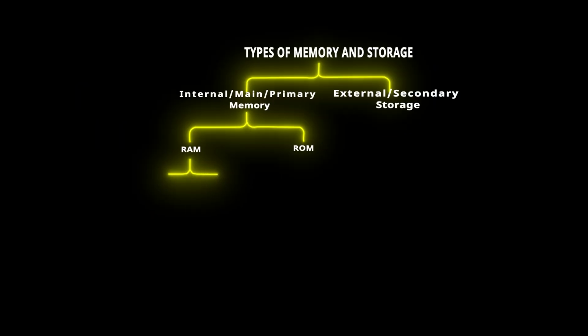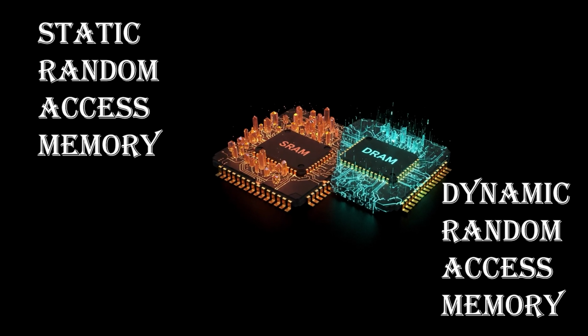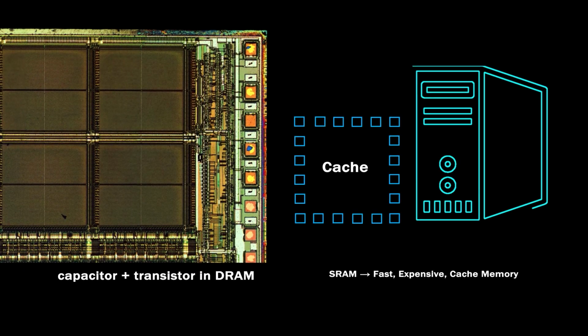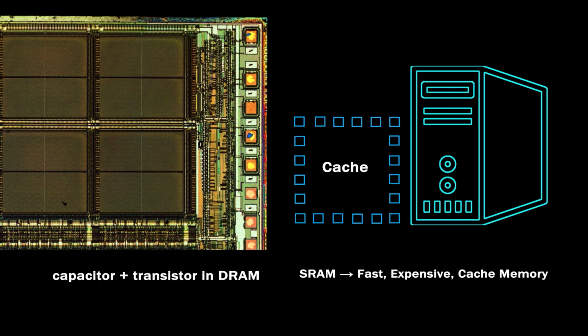Let's explore different types of RAM. SRAM, static RAM, is super fast and used in CPU caches. It doesn't need to be refreshed and keeps data as long as power is supplied. DRAM, dynamic RAM, is slower and cheaper. It's used in your computer's main memory. DRAM cells leak charges, so they need to be refreshed every few milliseconds.